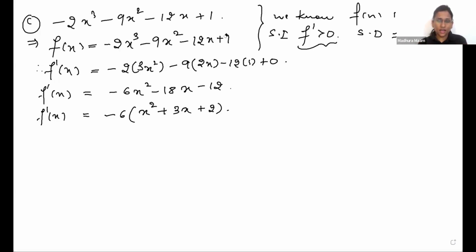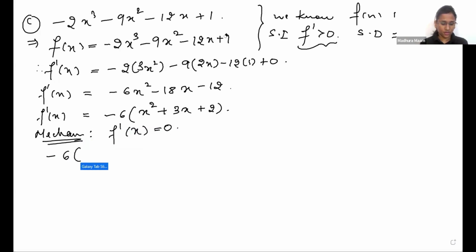Okay, so in general we don't get the answer directly. Therefore we will go for the mechanism now. Okay, so what is my first mechanism? What I have to substitute? Let f dash of x equals to what? 0. Okay, so this is the mechanism.